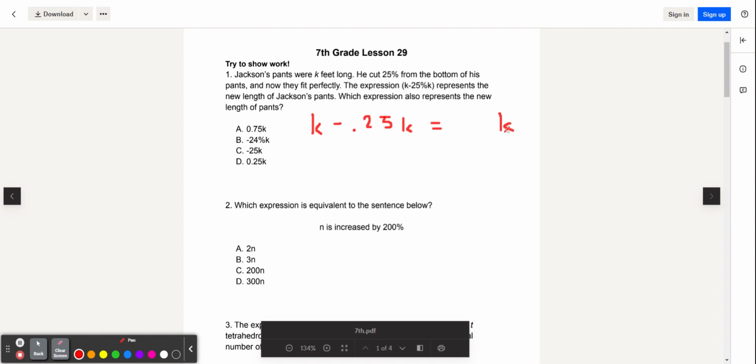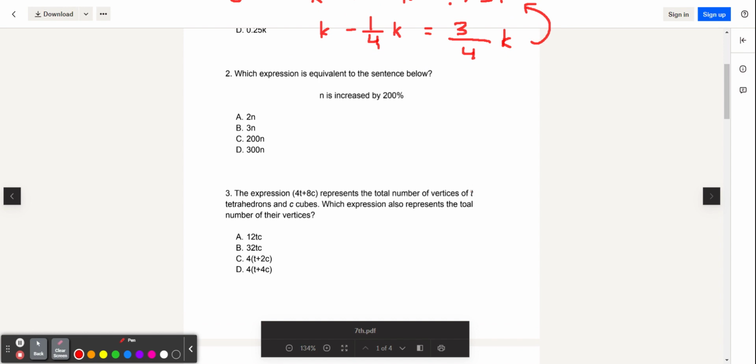Well, it has to be some amount of k, since the bases are the same. They're both k. Now, if we subtract 0.25k from 1k, because remember, even if there's no number here, that just means it's 1, how much k are we left with? And of course, the answer is 0.75k. Or k minus 1/4 k, if you like fractions better, equals 3/4 k, which is 0.75k.